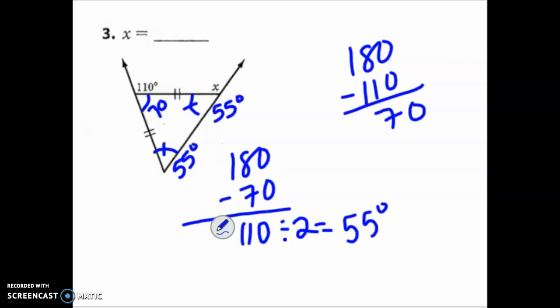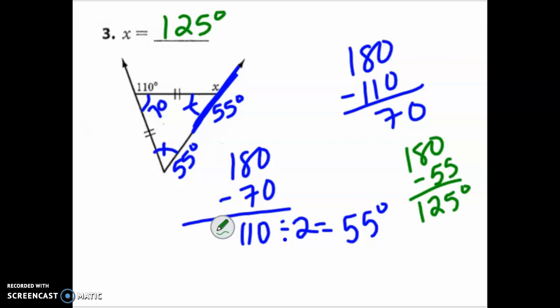Then again, I have a linear pair here with x and this 55 degrees. So I'm going to take 180 minus 55, and I'm left with 125 degrees.